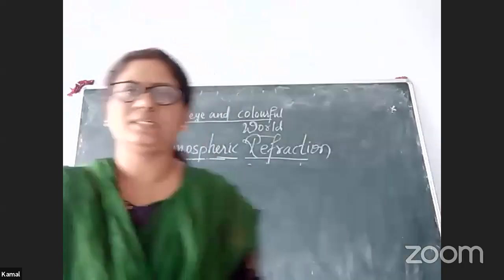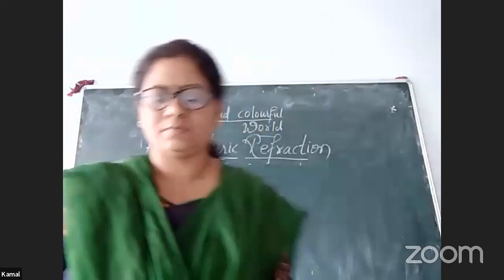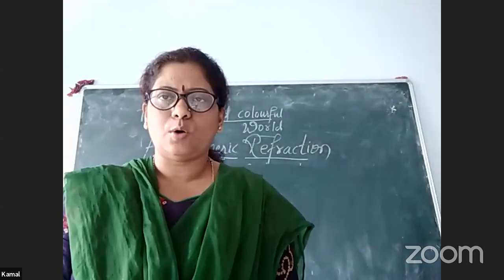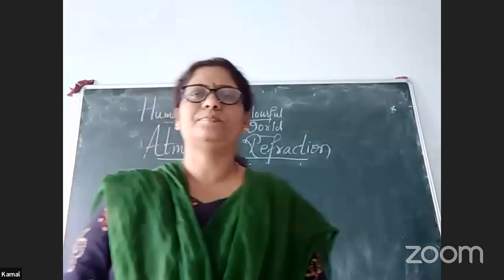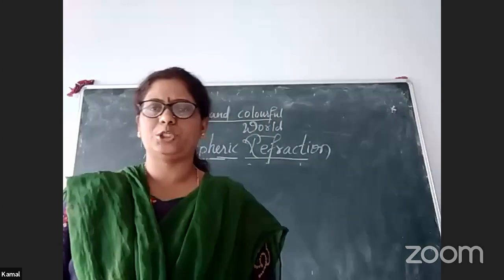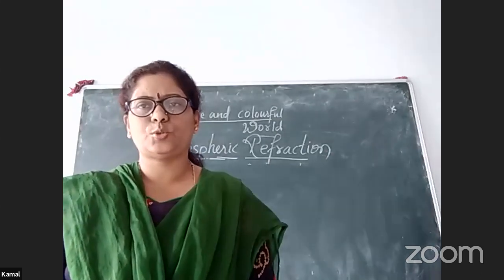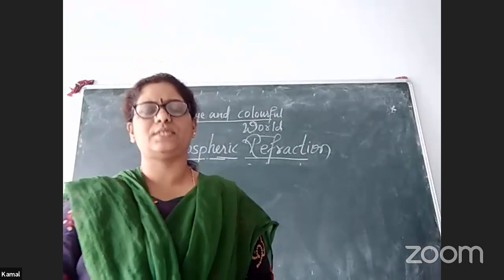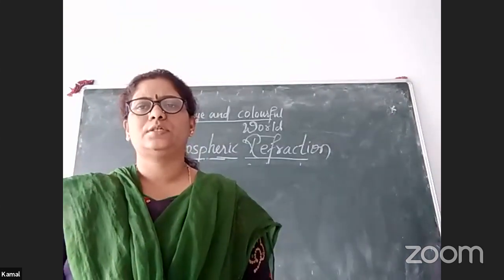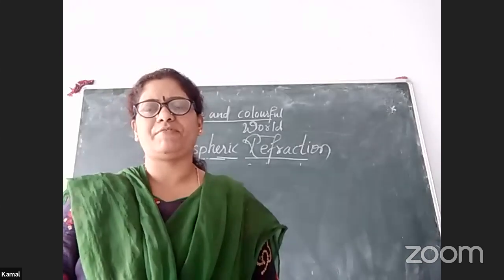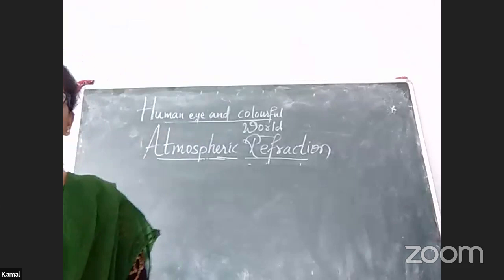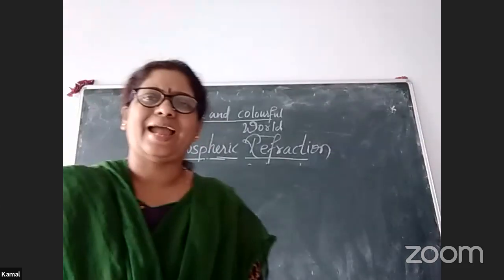Yes, in the last session yesterday, we have seen about atmospheric refraction and how rainbow is formed. The three phenomena by which rainbow is formed are dispersion, refraction, and total internal reflection. One of the applications of atmospheric refraction is the rainbow.